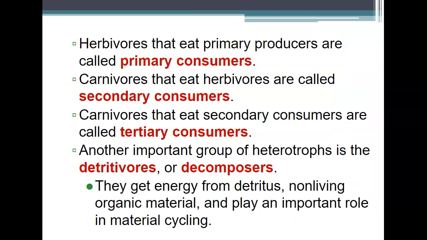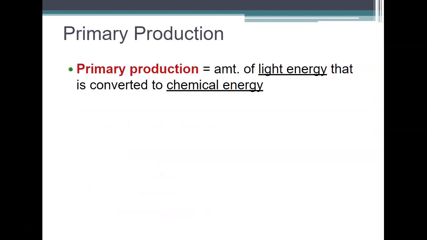Okay, so thinking about just putting vocab words again to these things. Herbivores that eat primary producers are called the primary consumers. And then as you move up, we have secondary consumers, tertiary consumers. You might have quaternary consumers, which is that fourth level. And then we have that super important group called detritivores, or decomposers, that eat non-living organic material, because they're the ones that are really cycling a lot of those resources.